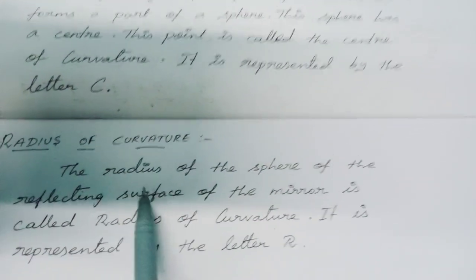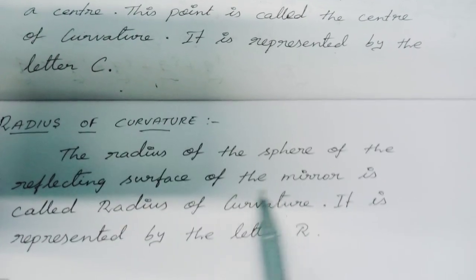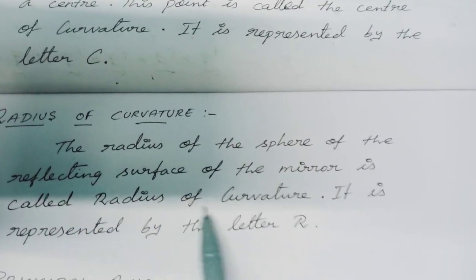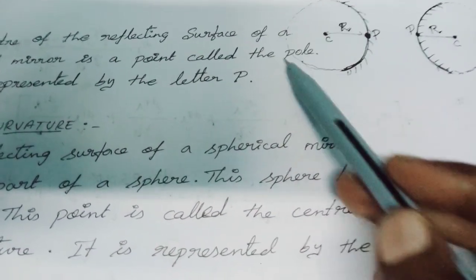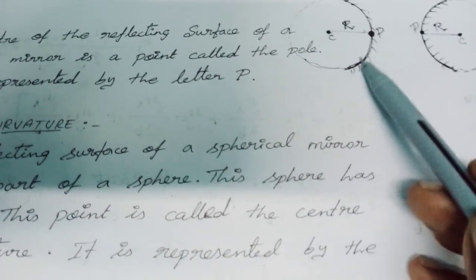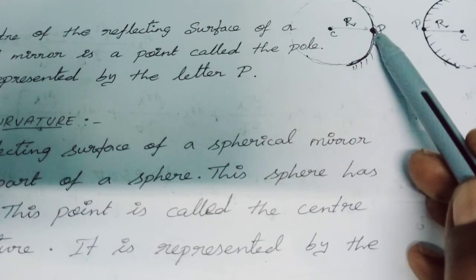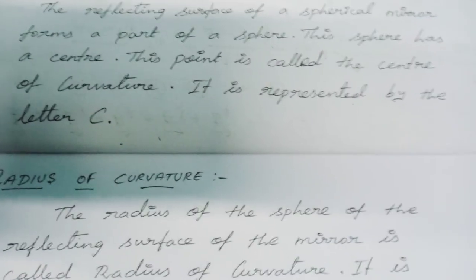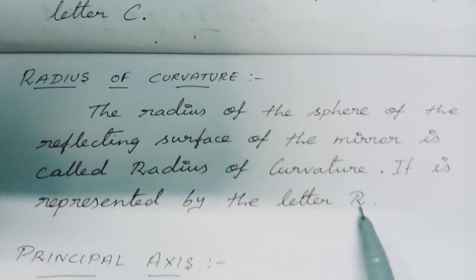Children, see once again the definition. The radius of the sphere of the reflecting surface of the mirror is called the radius of curvature. It is represented by the letter R.